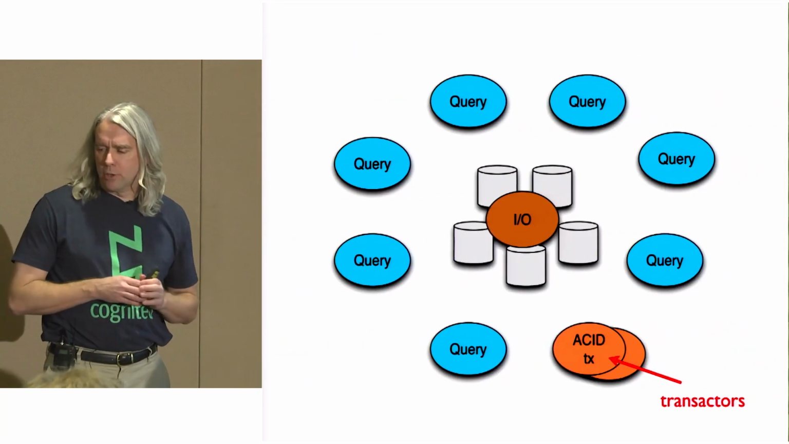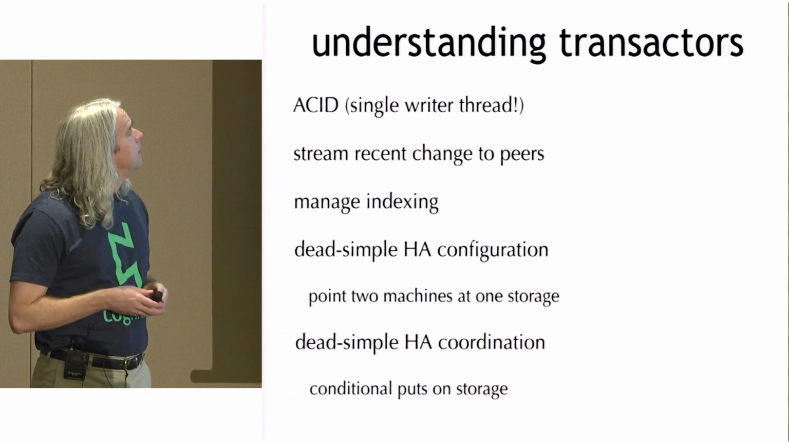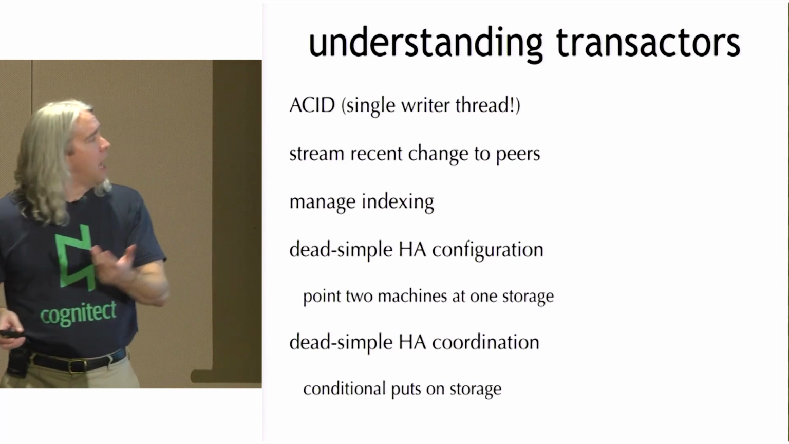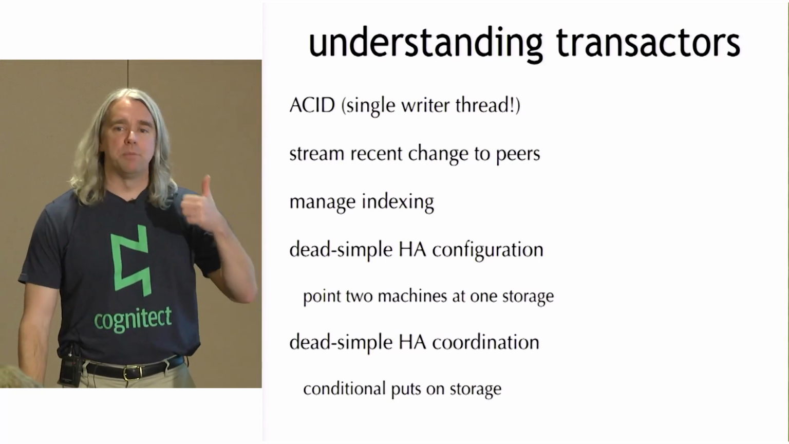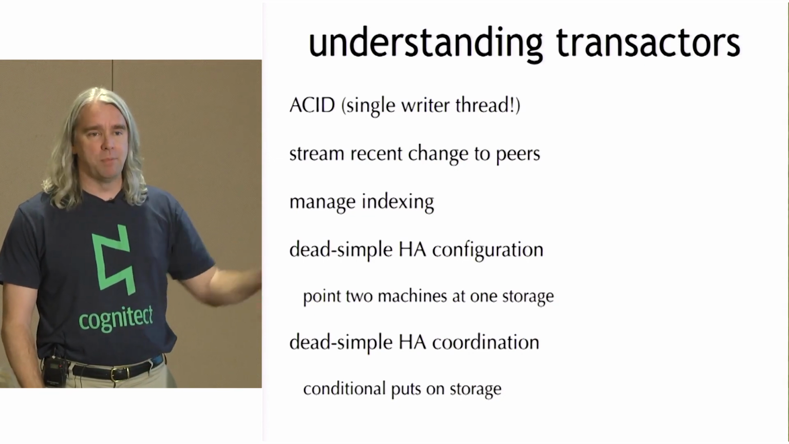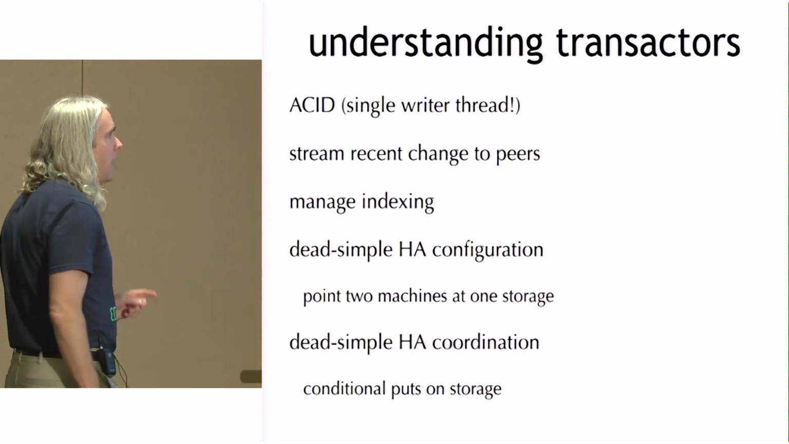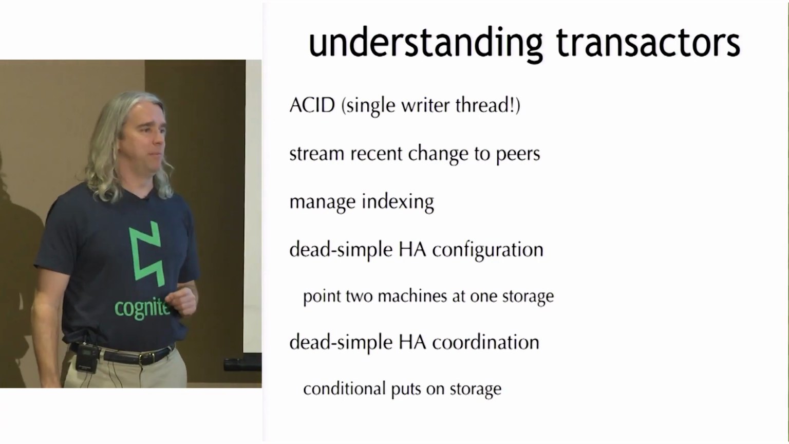Now I want to talk for a moment about transactors. What do you need to know about the transactors in the system? Well, transactors have a couple of jobs that we've already talked about. Their job is providing the ACID transactions. Their job is to stream the most recent change out to the peers so they know what's going on and keep up. Their job is to manage the indexing job. There's one other thing that transactors need to do, which is stay up.